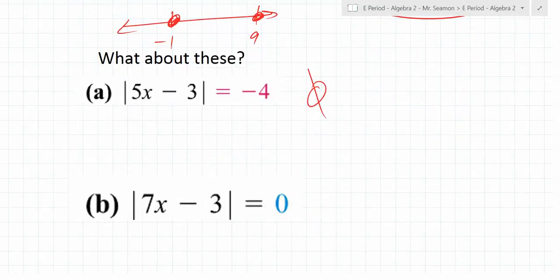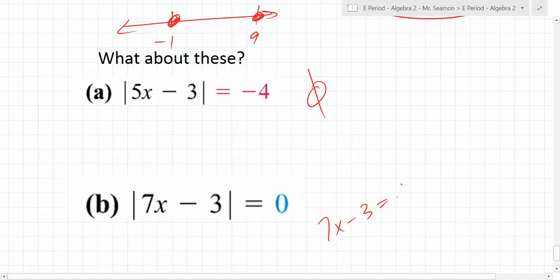What about this one? Is that possible? Is it possible for 7x minus 3 to equal 0? Yeah, sure. That's when 7x minus 3 is equal to 0. Because can you have positive 0 or negative 0? No, it's just 0. So 7x is equal to 3, so x is equal to? x is equal to 3 over 7, yeah.